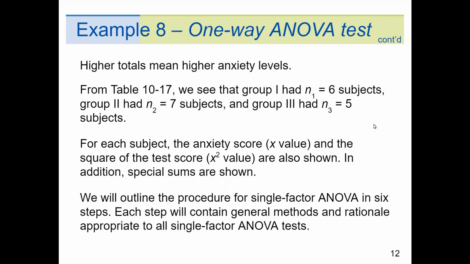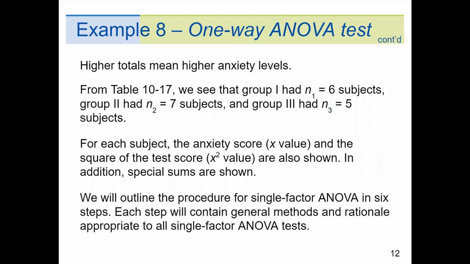From Table 1017, we see that Group 1 had N sub 1 equals 6 subjects. Group 2 had 7 subjects, and Group 3 had 5 subjects. For each subject, the anxiety score, X value, and the square of the test score, X squared value, were also shown. In addition, special sums are known.